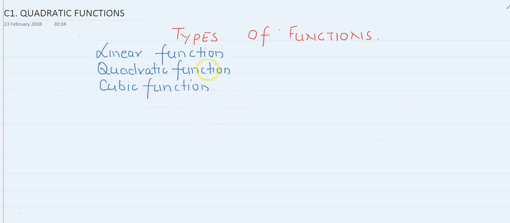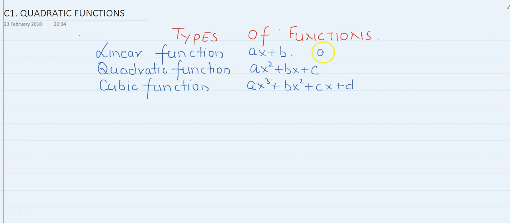Hello everybody, today we are going to learn about quadratic functions. We have so many types of function, but we talk about the linear function. The linear function is of the form ax plus b. Quadratic function is the form ax square plus bx plus c, and the cubic function is ax cube plus bx square plus cx plus d.